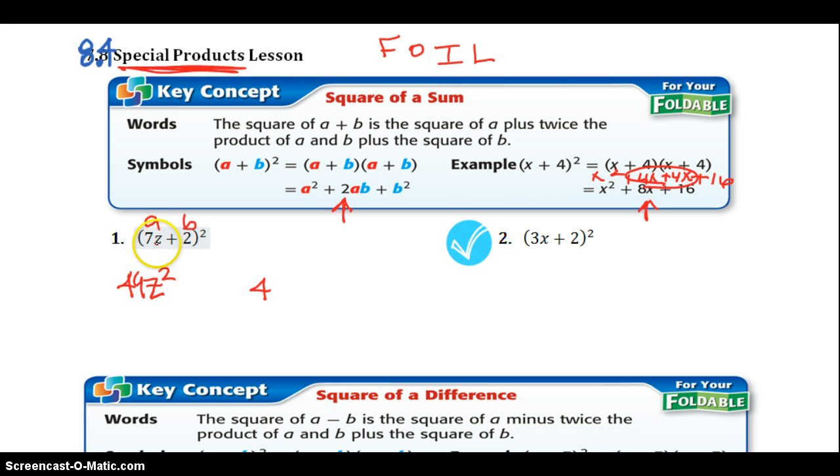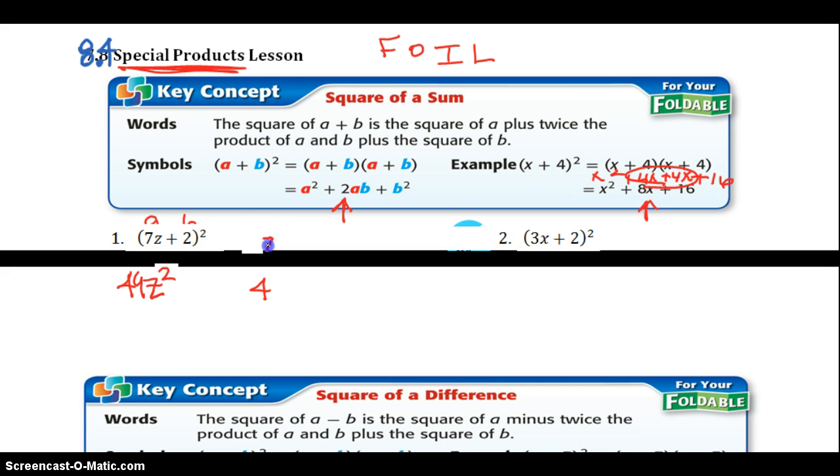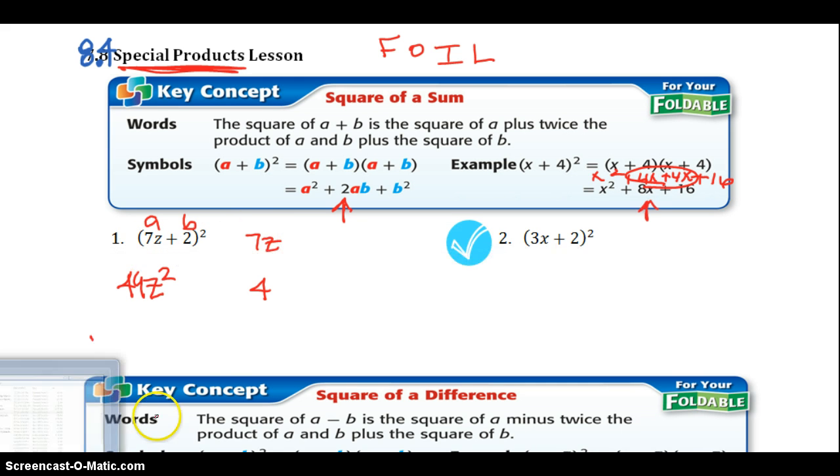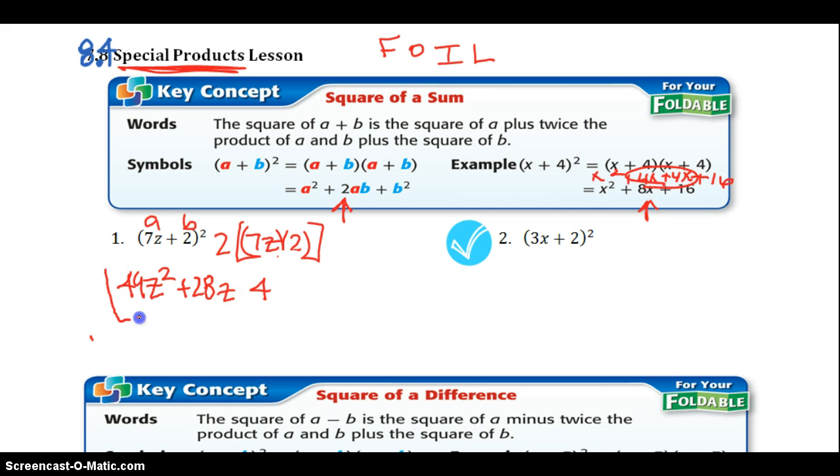And in the middle, it's going to be twice a times b. Well, 7z times 2, which is the b term, and all of that times 2 gives us 14 times 2, 28z. So there it is. I figured it out using what's supposed to be the shortcut.